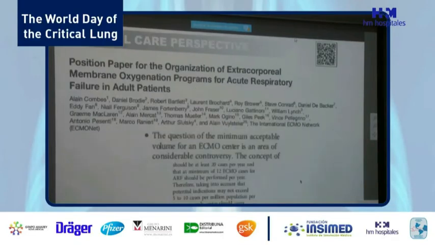The final position paper recommends about 20 cases per year, with an overall program minimum of 12 for adult respiratory failure. I'm going to wrap up briefly.